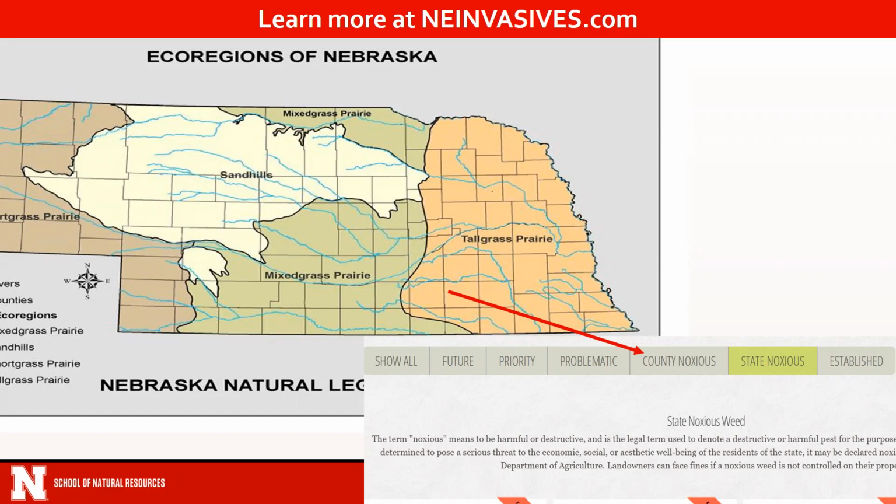And so on the far left, it got cut off, but that's the shortgrass prairie. We have the sandhills, the mixed grass prairie, and the tall grass prairie. And so the first thing you can do when you come into our website in the plant section is just pick whichever section of the state you're interested in learning more about.